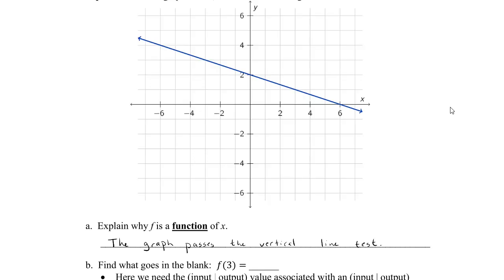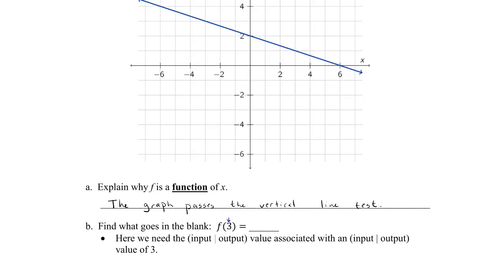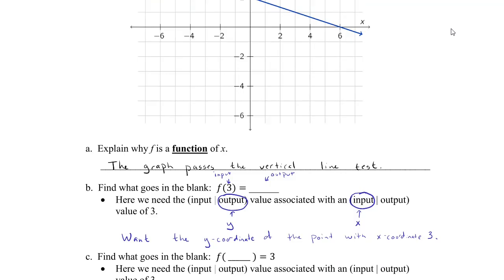Well, suppose we want to find f of 3. The number in parentheses after the function name is the input, and then the result is the output. We're trying to find the output associated with the input value of 3. So in the graph, the input is the x-coordinate, and the output is the y-coordinate. So we want to find the y-coordinate of the point with x-coordinate 3. Let's look back at the graph and see if we can find that.